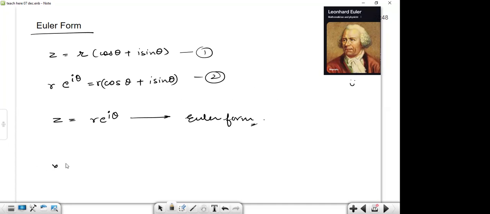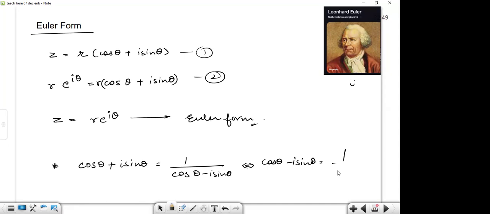And there's one special thing about this: cos theta plus iota sine theta is equal to 1 over cos theta minus iota sine theta. And likewise, we can also say that cos theta minus iota sine theta is equal to 1 over cos theta plus iota sine theta. Clear? Yes, sir. Any doubts? No doubts. Great. So let's move ahead now.